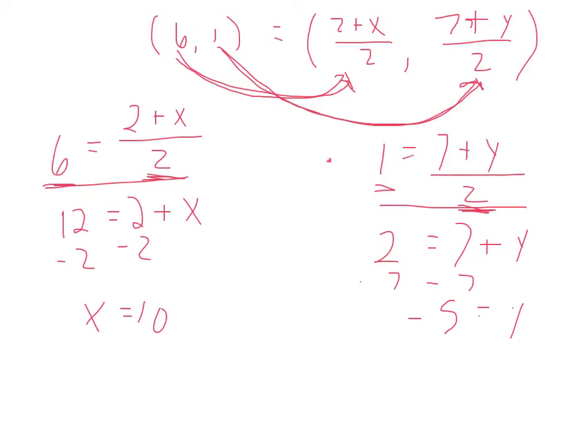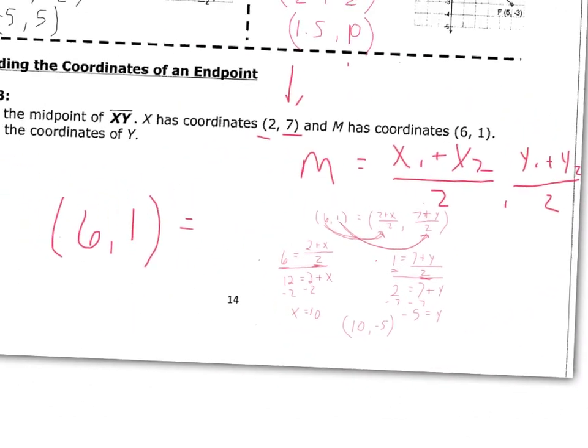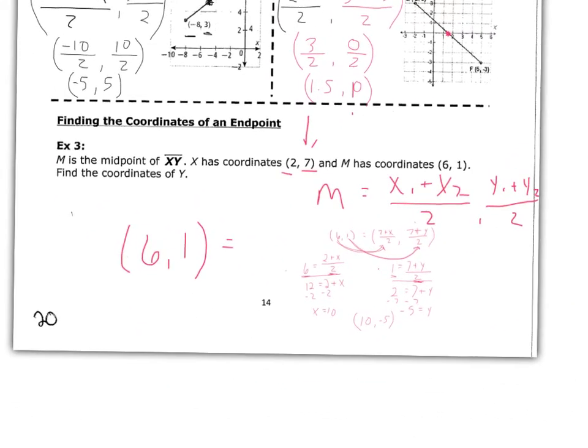And then you simply plug your coordinates into an ordered pair. And that gives you 10, negative 5. Okay, so for number 3, M is the midpoint of XY. X has the coordinates 2, 7, and M has coordinates 6, 1, and that gives us the coordinates of Y. This one's kind of tricky. I was kind of sketchy with my video making, so go ahead and take a look at that again if you would like.